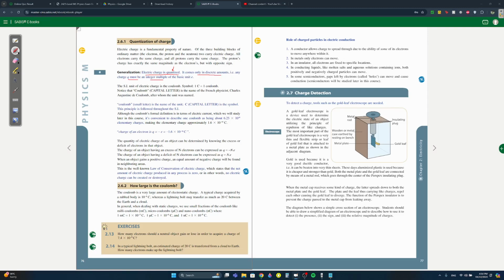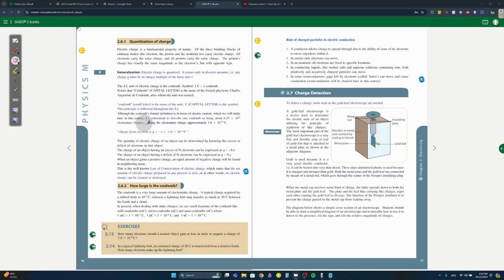Any charge Q must be an integer multiple of the basic unit e. You can have 3 electrons, 4, 5, or 6 electrons, but you can't have 2.7 electrons. It has to be an integer multiple of the basic unit e. Remember, Q equals n e, the number of electrons times e. The SI unit of electric charge is the coulomb, symbol C. Notice that Coulomb with a capital letter is the name of the French physicist Charles Coulomb, while coulomb with a small letter is the unit.